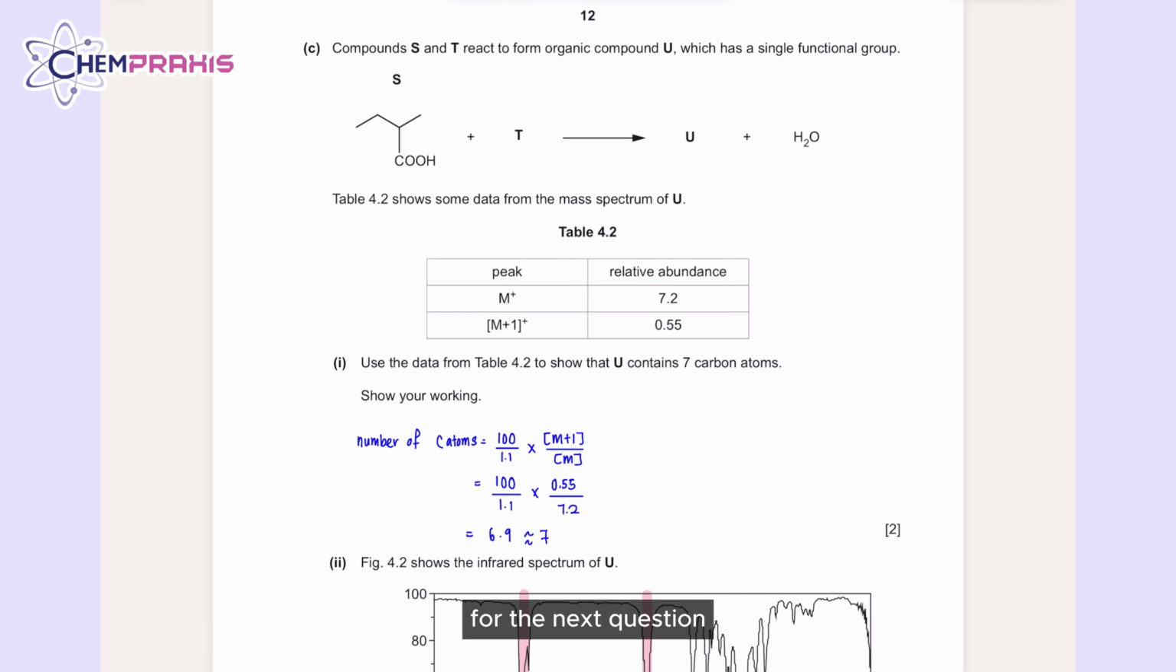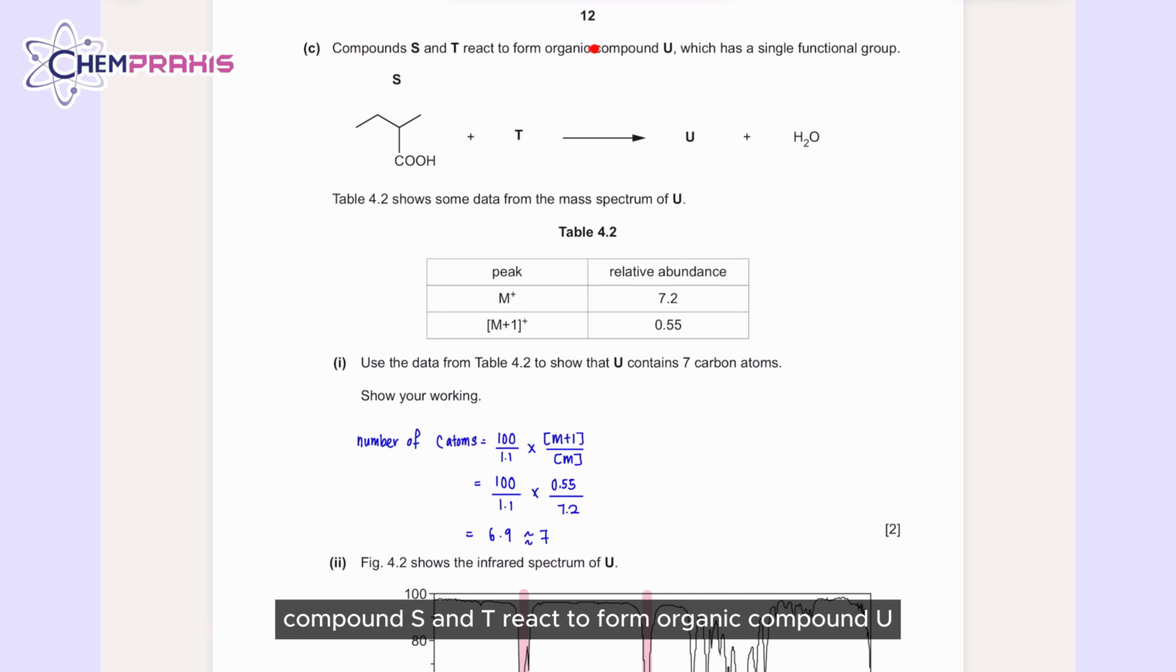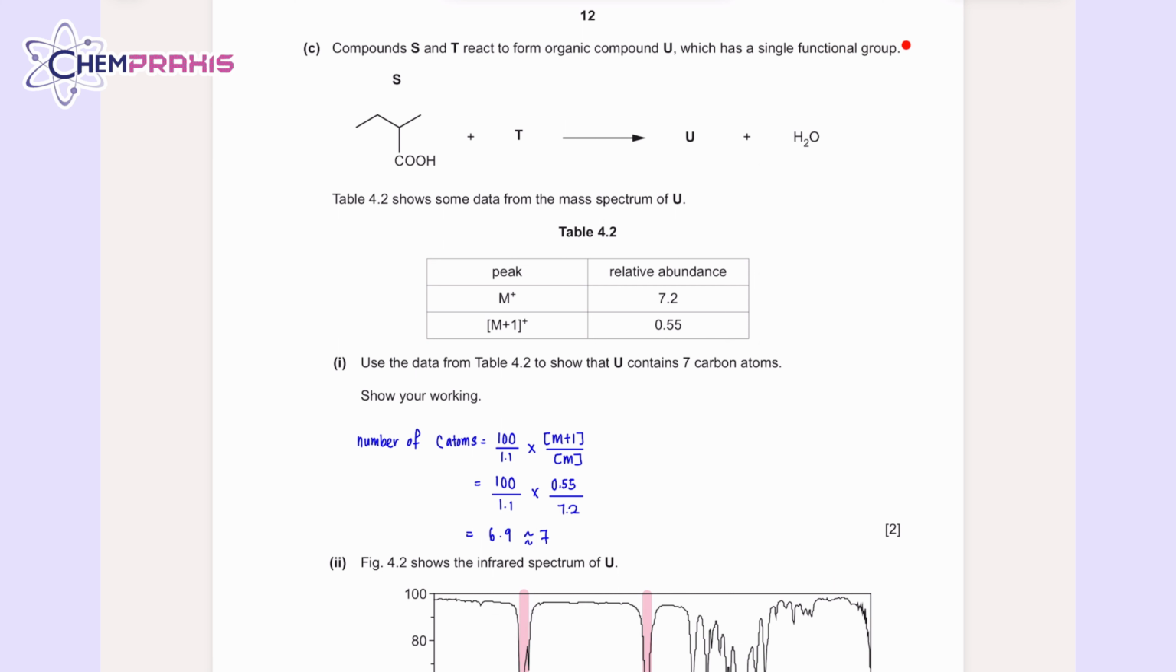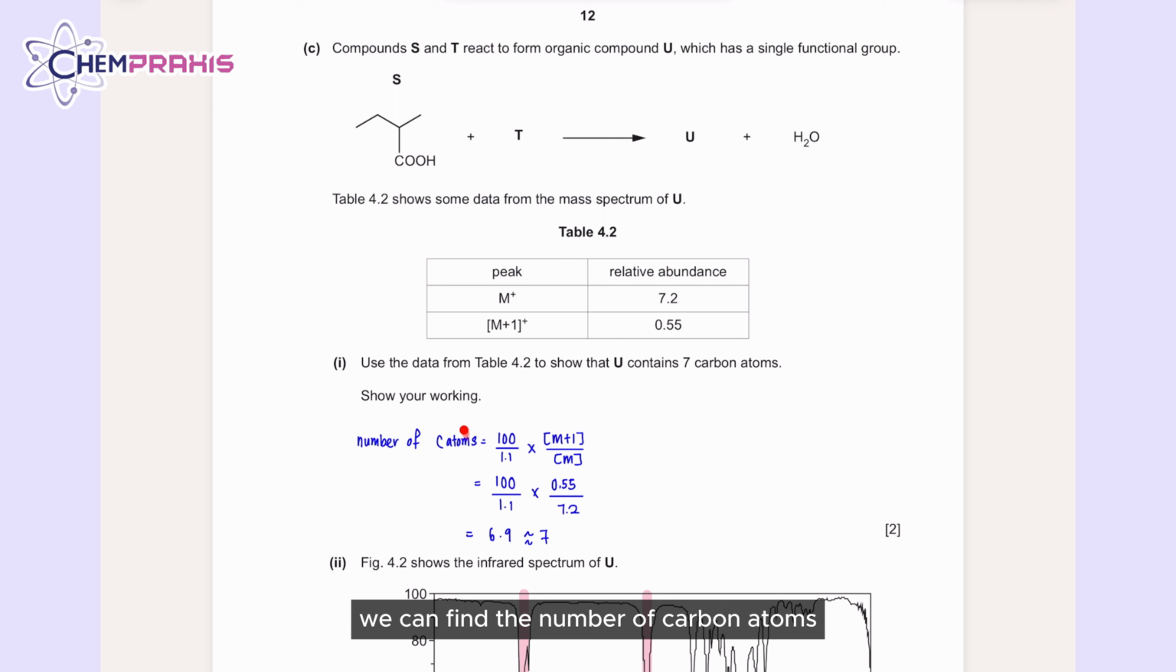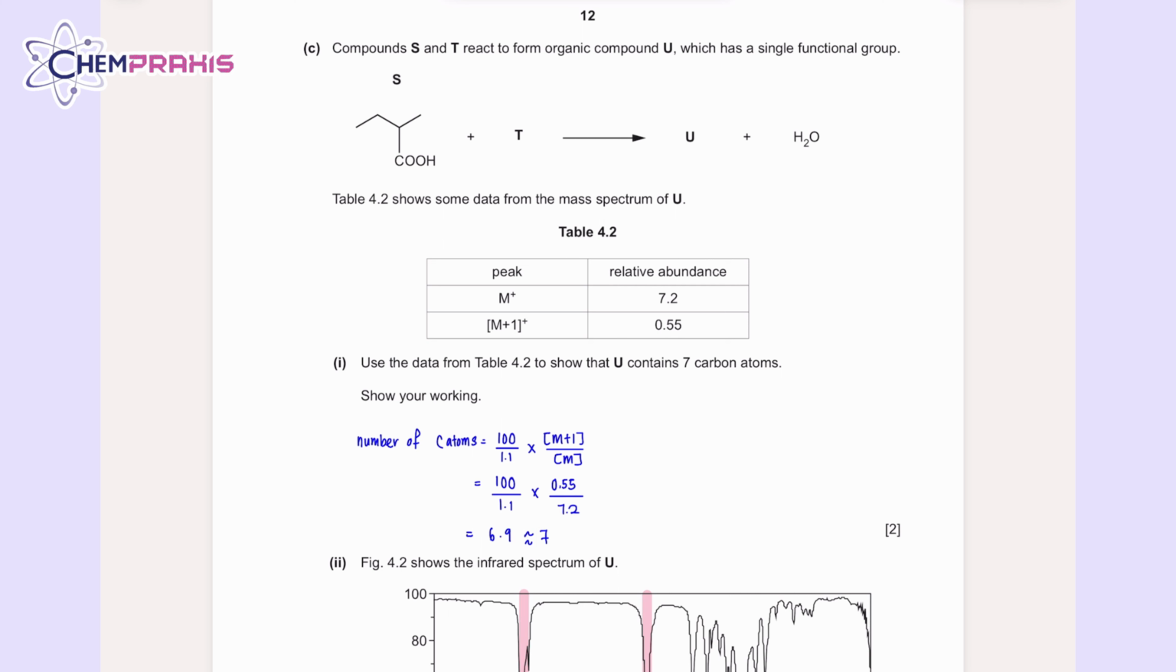For the next question, compounds S and T react to form organic compound U, which has a single functional group. So this is M+, this is M+1. We can find the number of carbon atoms by using this formula, 100 divided by 1.1 times M+1 over M. So the M+1 is 0.55, and then the M+ is 7.2. With this, we can find the number of carbon atoms, which is 7.